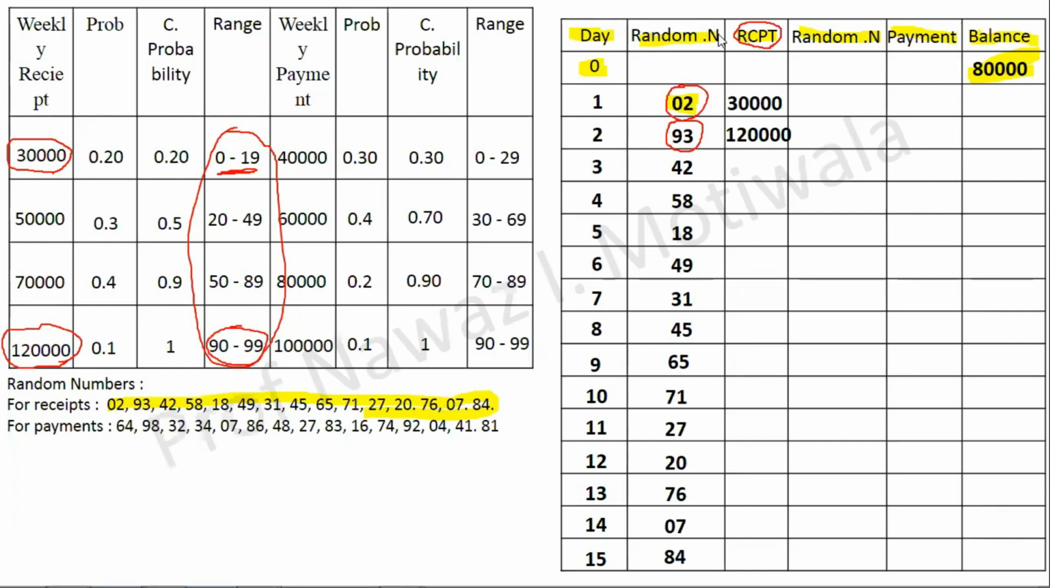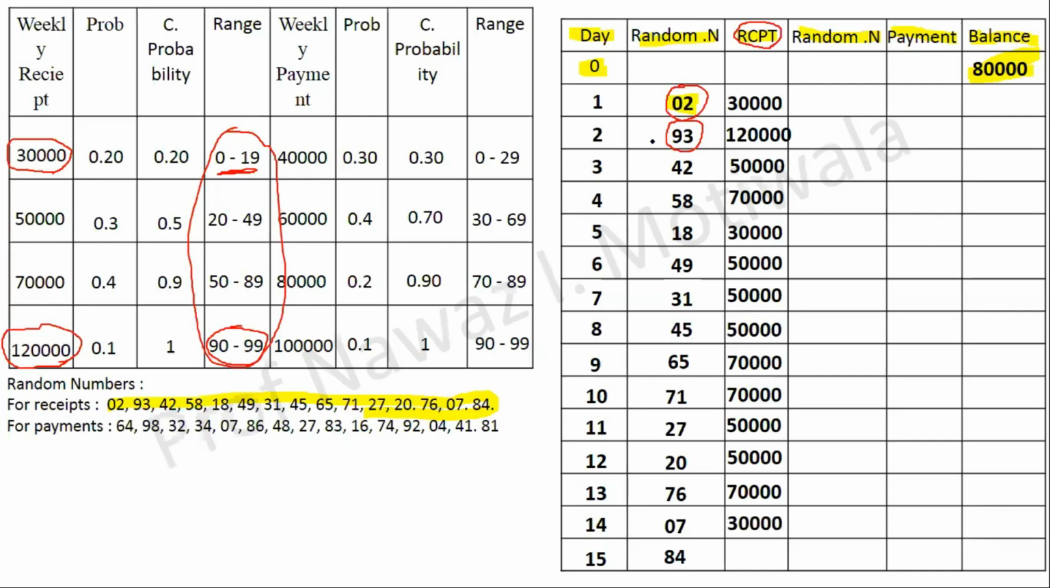Okay, let us start with the solution. Sir, 50,000. Okay, so for the third day, 50,000. Yes, next 70,000, 80,000, 30,000, 50,000, 70,000, 50,000, 70,000, 70,000, 30,000, 70,000. The last is 84.